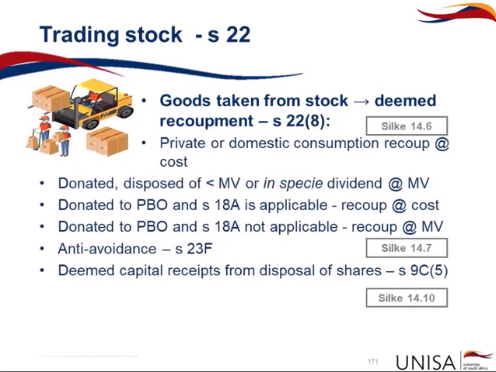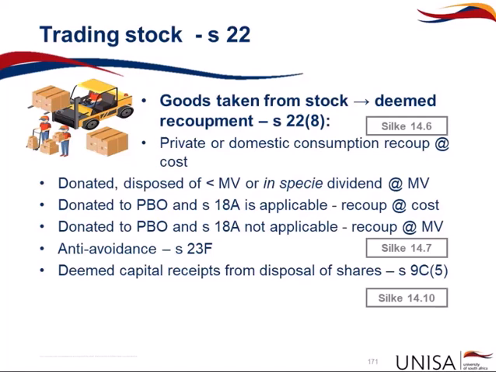Now, Section 22.8 deals where we have taken goods from stock and we're using them for some purpose other than that which was intended, so selling them. And then we need to look at the recoupment in terms of Section 22.8. So we need to decide there are 2 options. Either we recoup at cost or we will recoup at market value. Now, there are only 2 instances where we will recoup at cost. All other instances we recoup at market value.